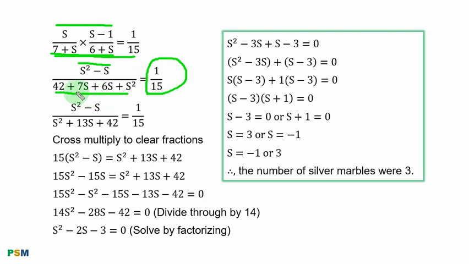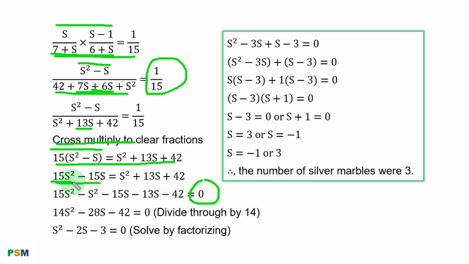1/15. You add the like terms from here, you have 13s. To clear fractions, cross multiply, you have this result. Expand this term, you have this result. Because it is quadratic, all the terms need to be on one side so that we have 0 at any side, precisely the right hand side.